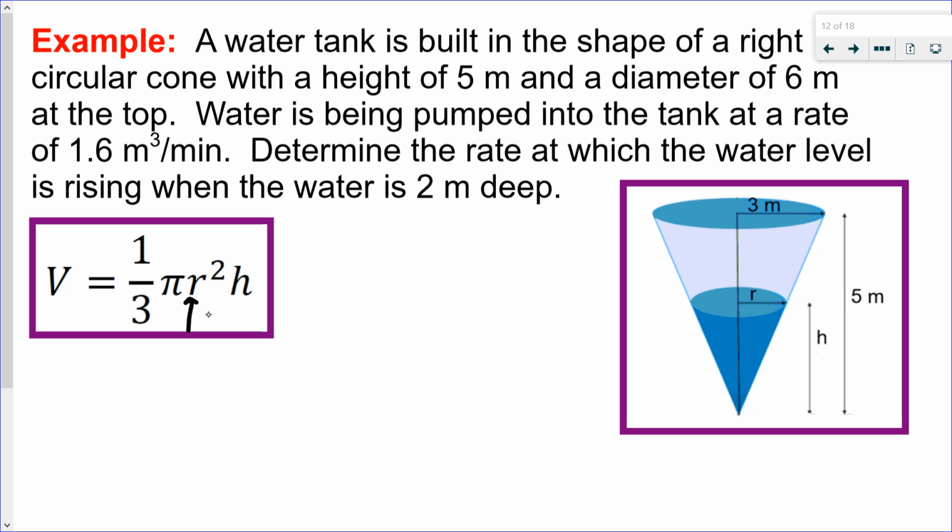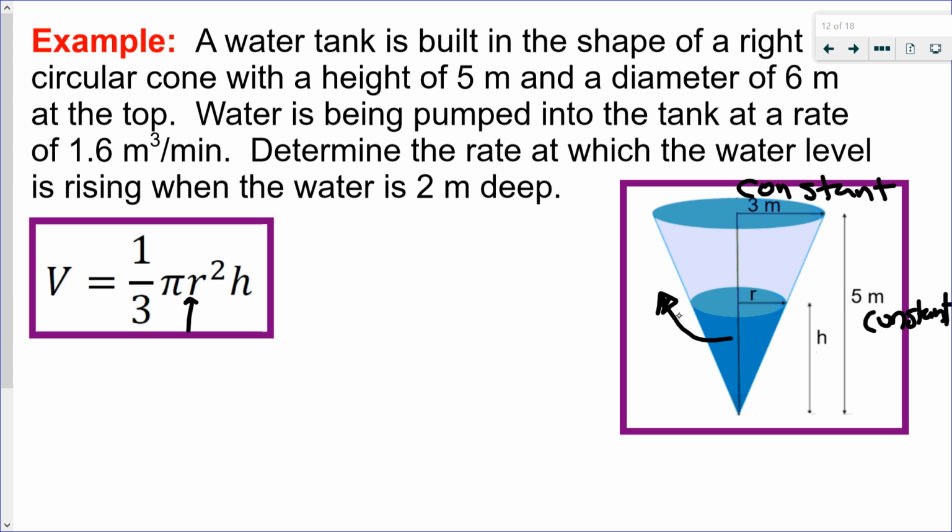Okay, now that's the physical structure. So 3 and 5 are constant. These are not changing because this is the structure of the cone. So we can't change the physical structure. What's going to be changing is the water level. Okay, so water is being pumped into the tank at a rate of 1.6 meters cubed per minute. So that means that the volume of water is increasing. Determine the rate at which the water level is rising when the water is 2 meters deep.